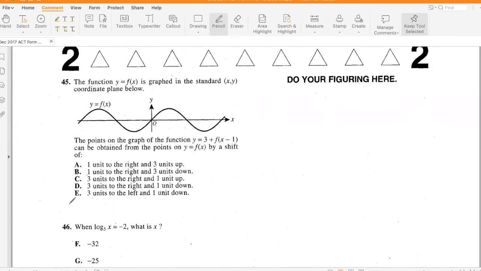The function y equals f(x) is graphed in the xy coordinate plane. The points on the graph of the function y equals 3 plus f of x minus 1 can be obtained from the points on this by a shift of. So f of x minus 1 is a shift of 1 unit to the right, right? And plus 3 is 3 units upward, right? So 1 unit to the right and 3 units upward. So A.